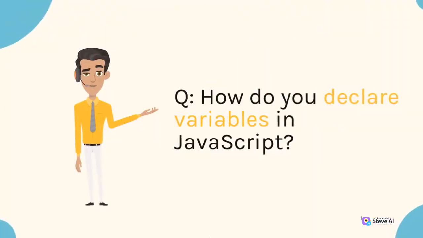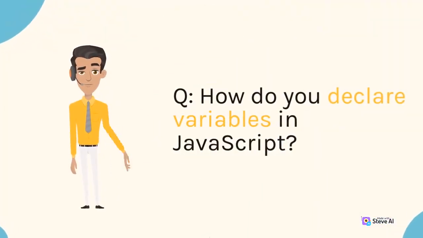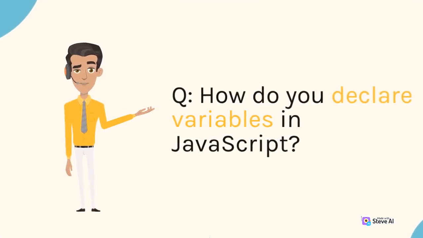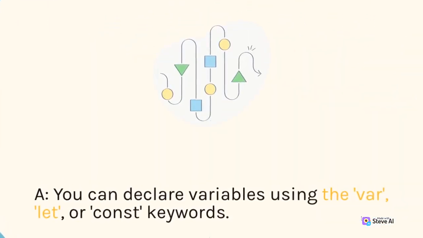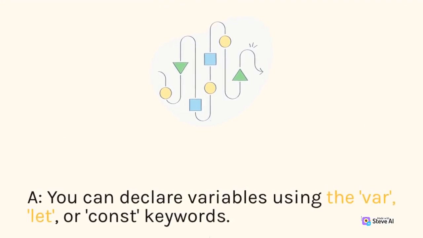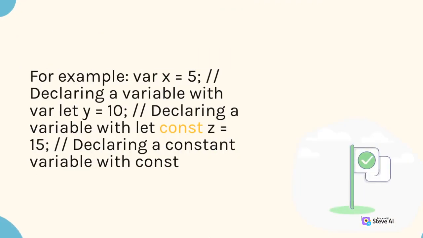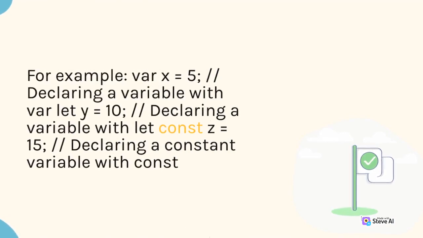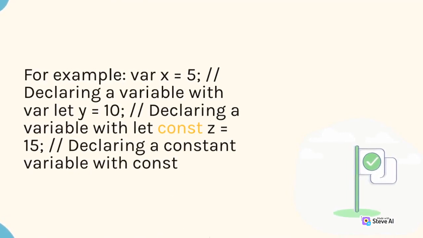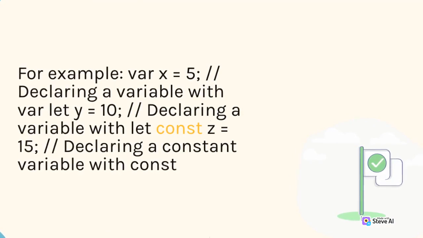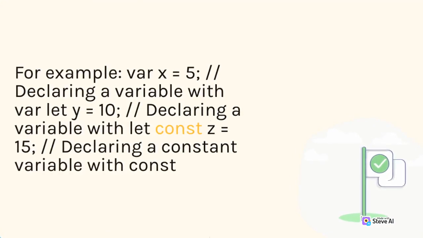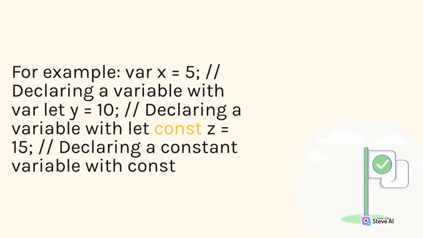Q. How do you declare variables in JavaScript? A. You can declare variables using the var, let, or const keywords. For example, var x = 5; // declaring a variable with var. let y = 10; // declaring a variable with let. const z = 15; // declaring a constant variable with const.